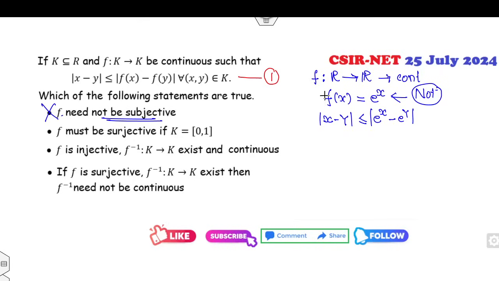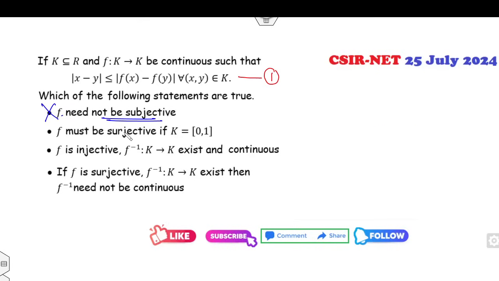Now look at the second option. f is onto if K is [0, 1]. Again, [0, 1] is a subset of R. Now how can you prove that? What can you say about the closed interval [0, 1]? It is a compact set.